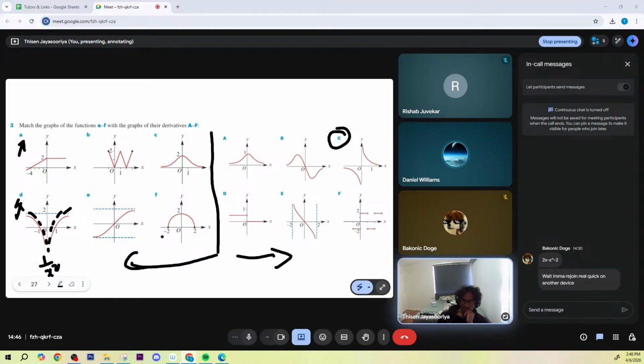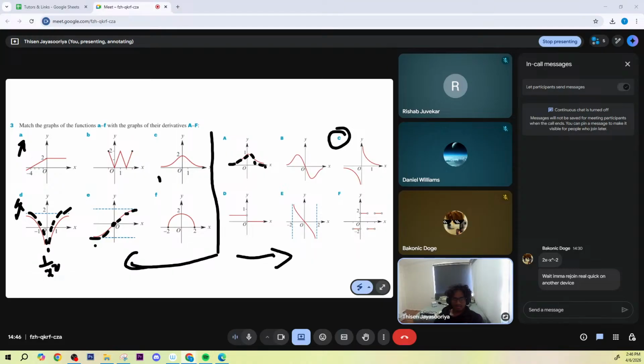Which one? A. Yeah, it goes with A, because here I can see that the derivative is basically zero. It's basically zero over here, but over here it's also basically zero. Yeah, and then it goes through here, and it comes back around like that.